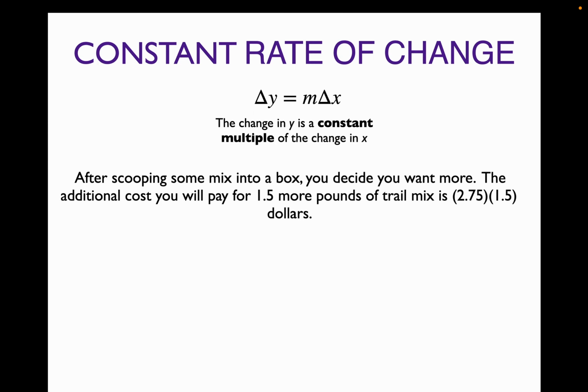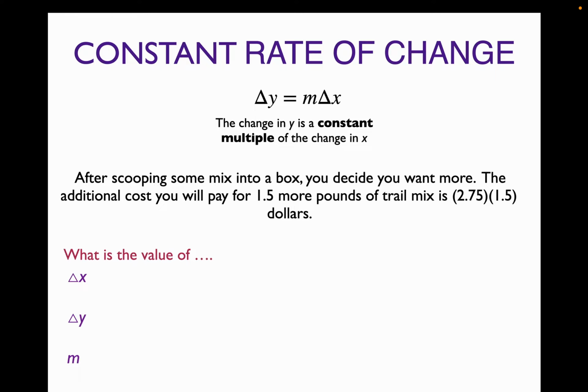All right, so suppose we have this scenario then. After scooping some mix into a box, you decide you want more. The additional cost you'll pay for 1.5 more pounds of trail mix is 2.75 times 1.5, and that result would be in dollars. So the additional amount you pay is in dollars, and the number is whatever that multiplication comes out to. So with respect to these three symbols, in this situation here, what's the value that corresponds to delta X?